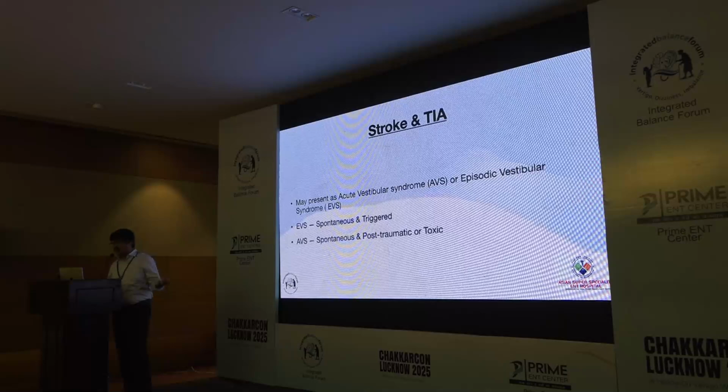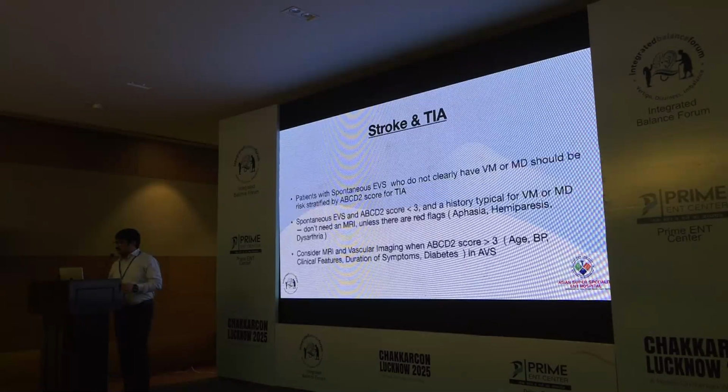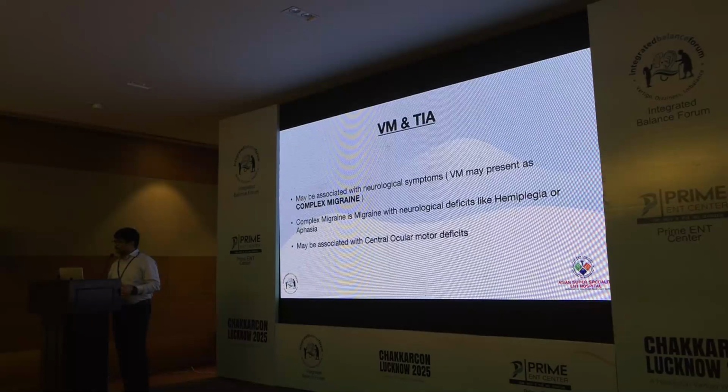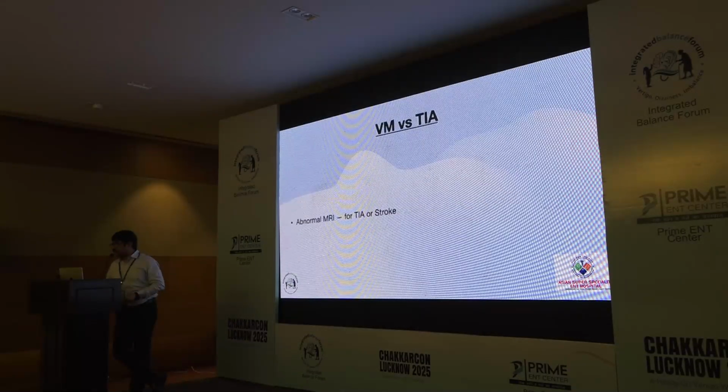Coming on to stroke and TIA, I'm just moving through all these things. Now, what are the common features? Migraine may be associated with neurological symptoms, like in complex migraine, where more complex neurological symptoms will be there. You can also have hemiplegia or even aphasia in complex migraine patients. But in complex migraine, your MRI will be normal, whereas in stroke, the MRI can have findings.